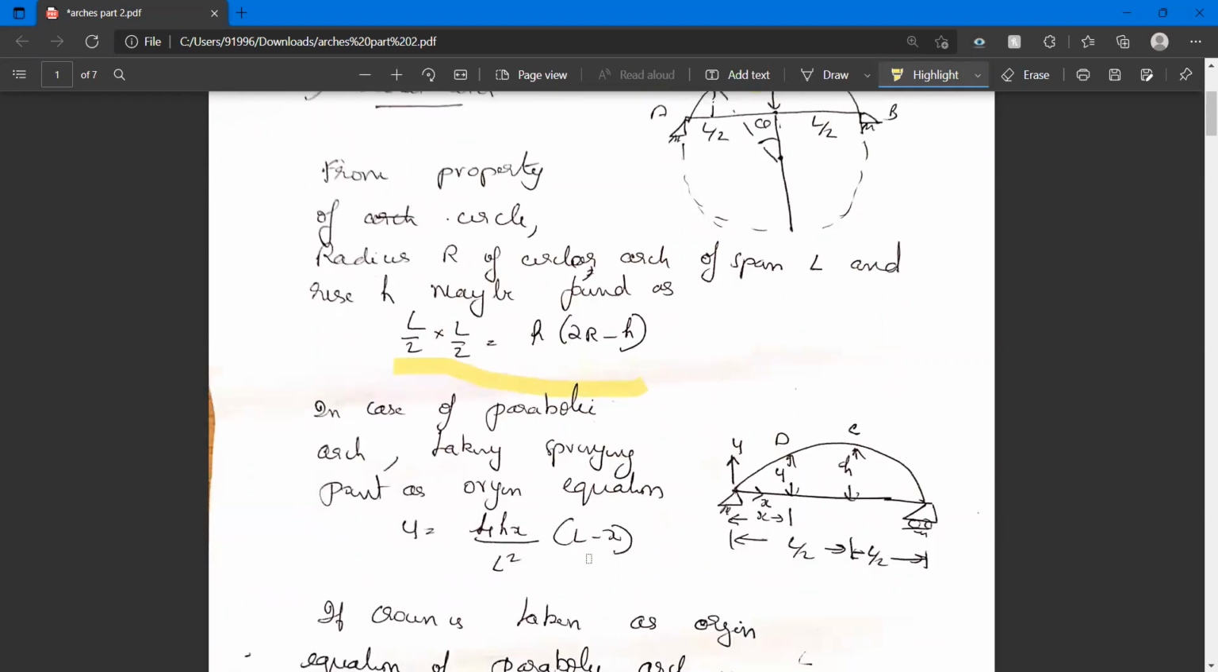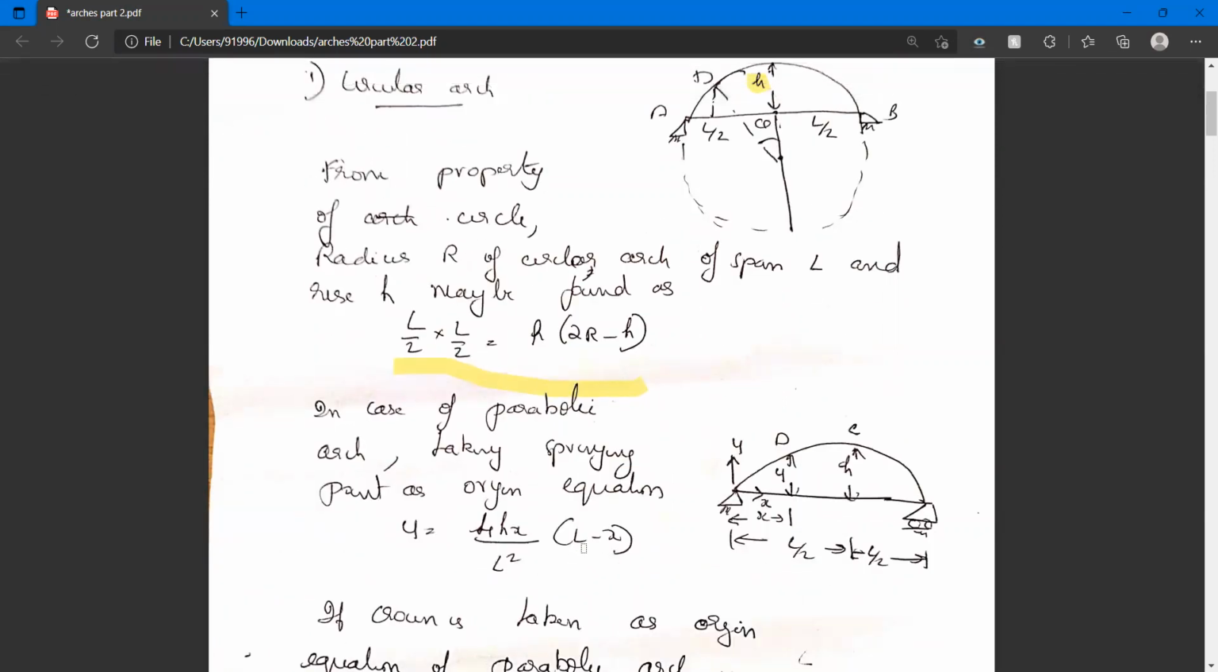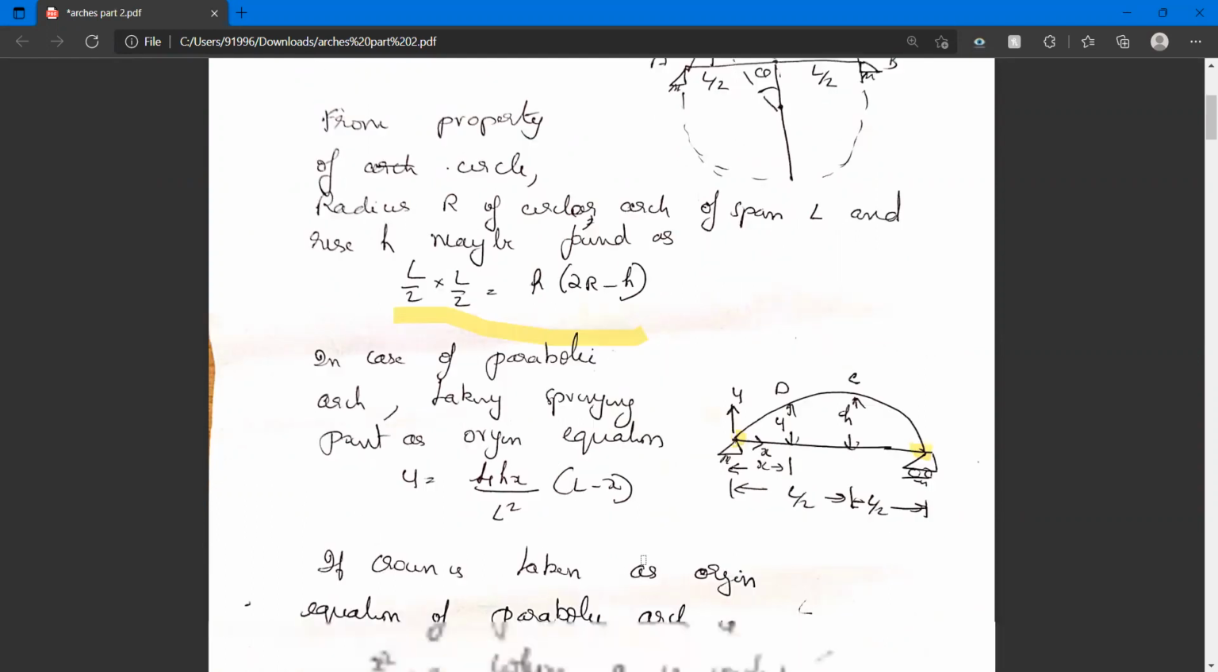Now, suppose we are taking the case of a parabolic arch, then taking the springing point as origin. These are the springing points. Suppose we are taking the springing point as origin and x and y are given as coordinates, then y can be written as y is equal to 4hx by L square into (L minus x).